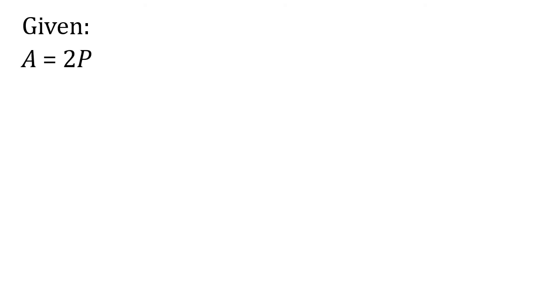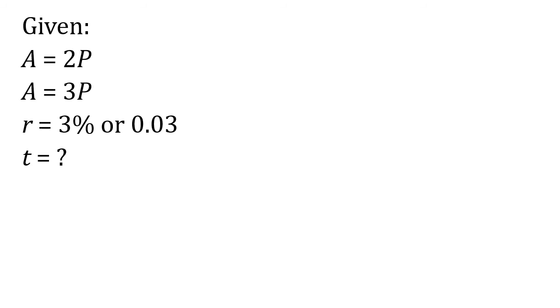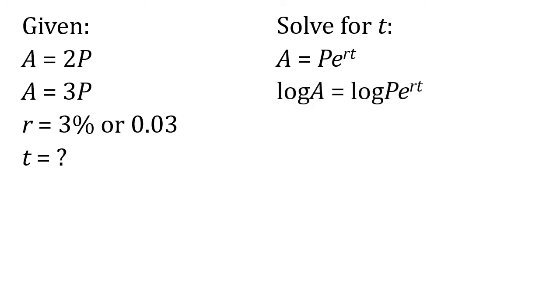So for the given, A equals 2P and A equals 3P for the two situations: the first situation, twice the principal; for the second situation, thrice the principal amount. r is equal to 3% or 0.03. Time, we'll be solving for time. So solve for t using this formula, A equals P e raised to rt. So remember the concept of logarithms. Let us express both sides of the equation as a logarithm. So log A equals log P e raised to rt.